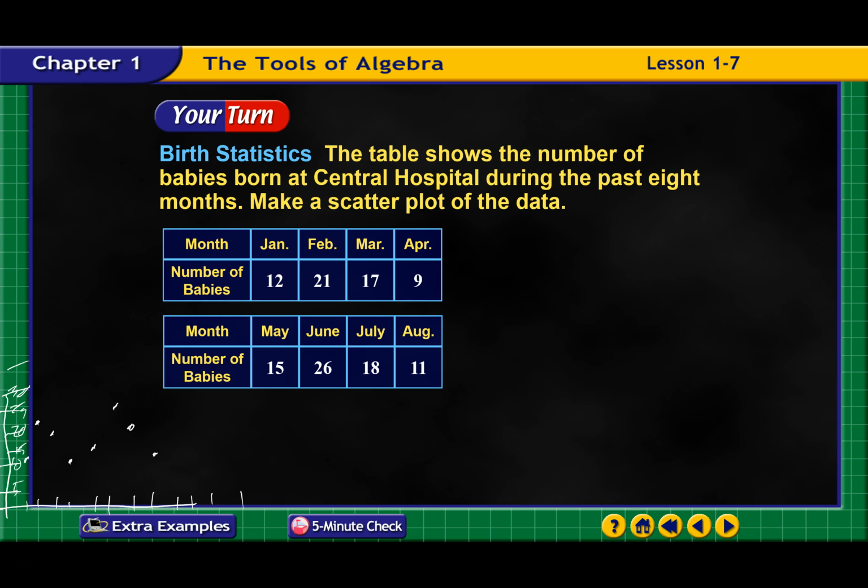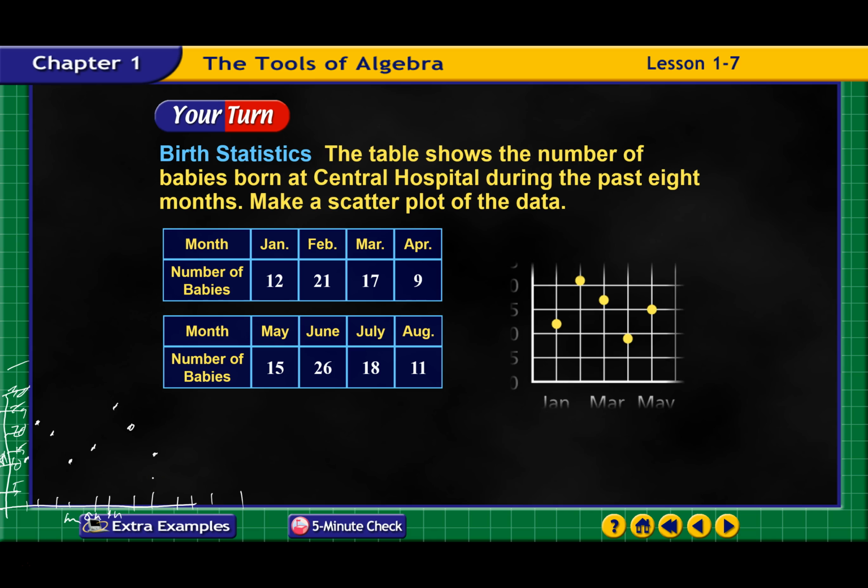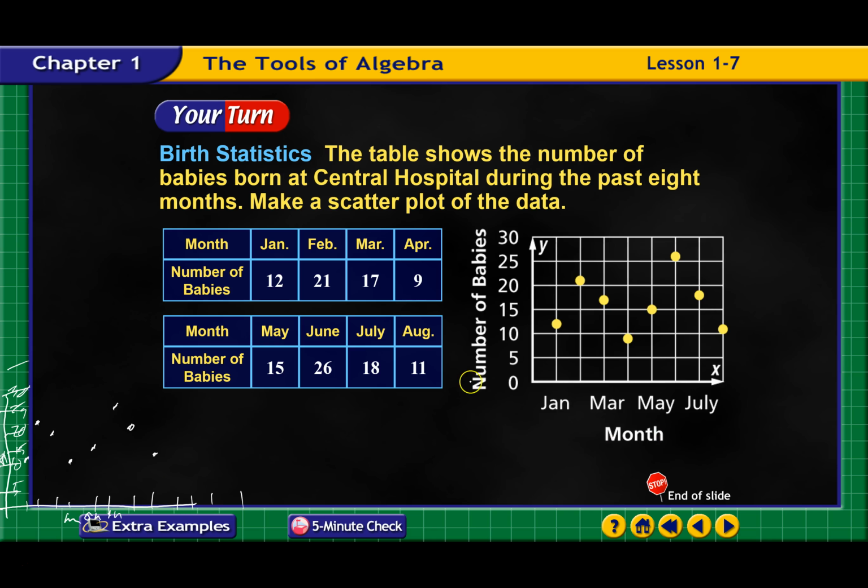Don't forget to label everything. So down here we would say month. Over here we'd have babies. I'm not going to write it very well. So it would look like that: month, babies. And I probably should have labeled January through March there, but it was hard for me to write down there.